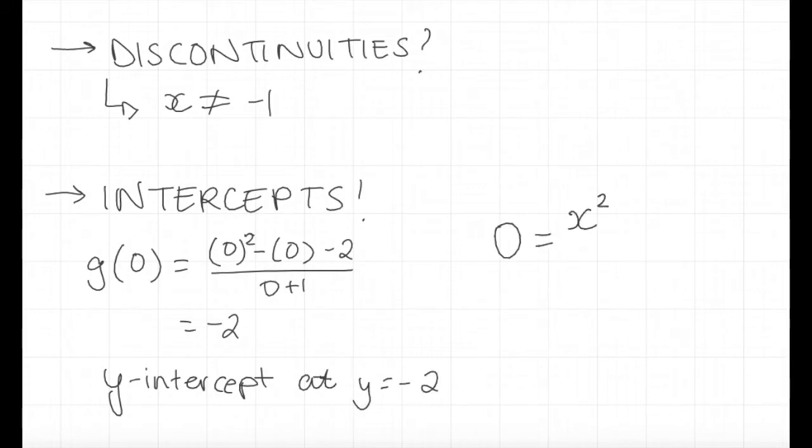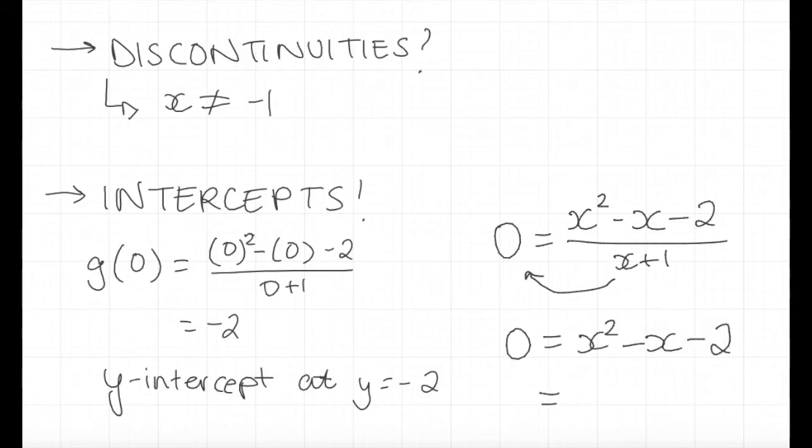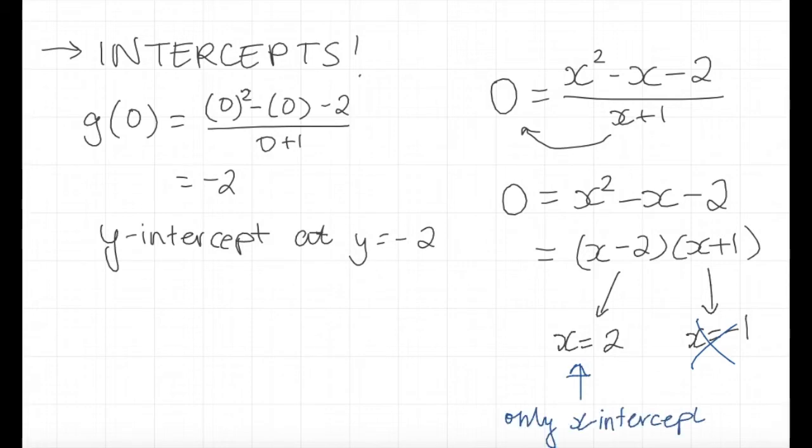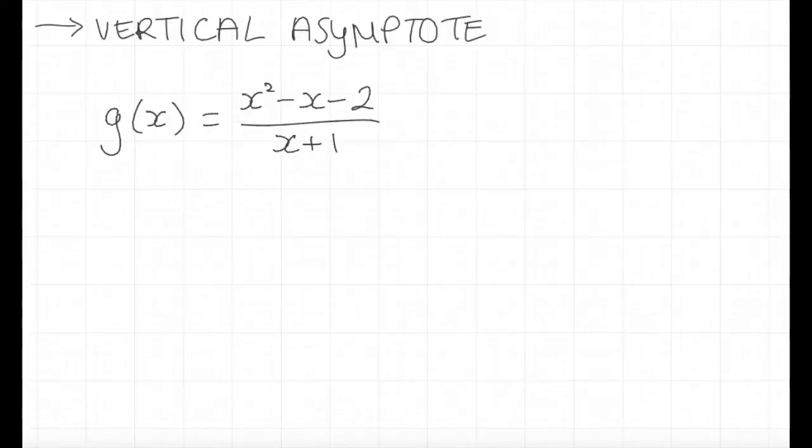To solve for our x-intercept, we set 0 equal to x squared minus x minus 2. This factors to be x minus 2 times x plus 1, and so we have an x-intercept at x equals 2. Even though it satisfies the equation, we cannot have an x-intercept at x equals negative 1, since this is our discontinuity. We now consider any vertical asymptotes.